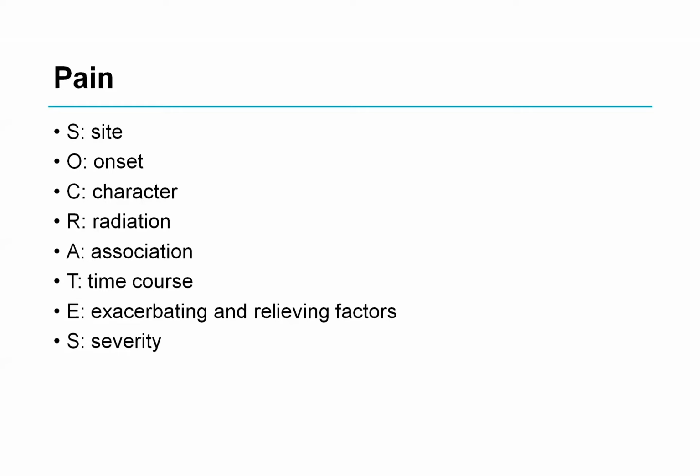And then the time course of the disease. How long has it been going on for? Does it have peaks and troughs? What makes it better? What makes it worse? Typically, arthritic pain is better at rest and worse on exercise. And then you want to explore the severity. The severity is not only for the peaks, but also for the background level of pain, because you can still have a background level of pain that peaks at certain points.